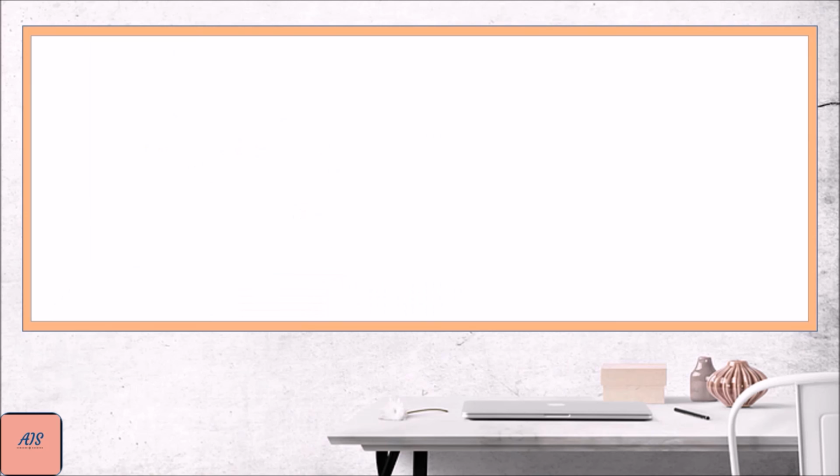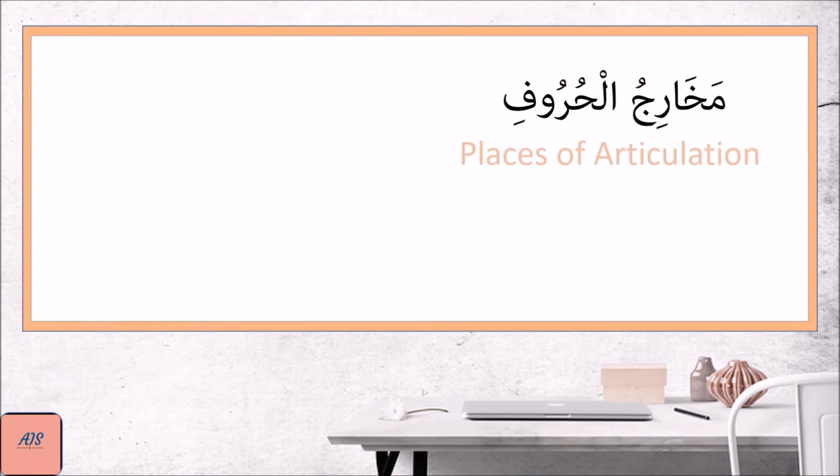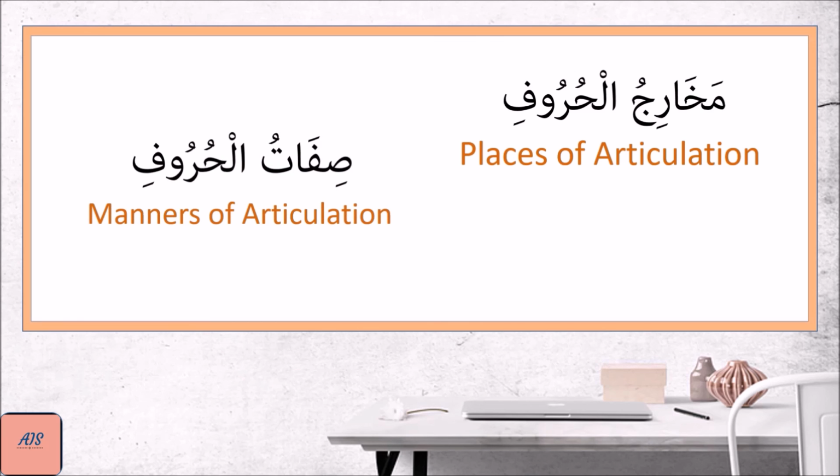Note that the places of articulations in Arabic is called makharijul huruf, while the manners of articulation is called sifatul huruf. Now let's start.